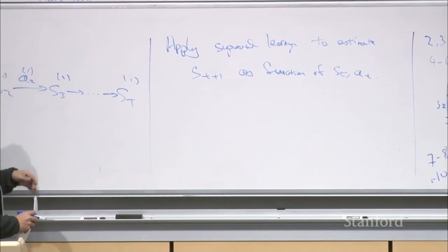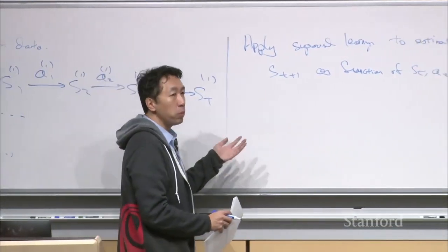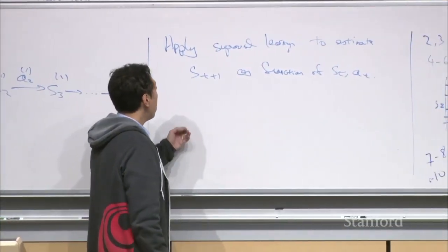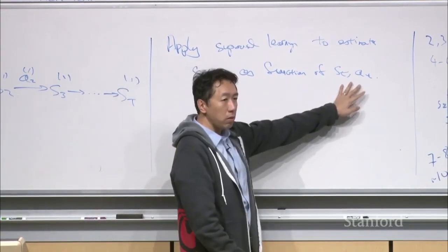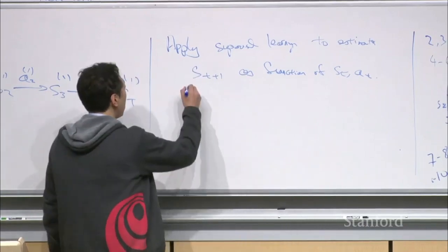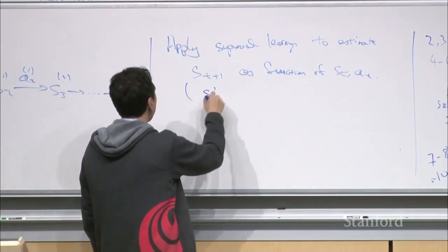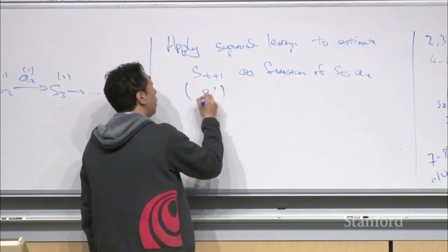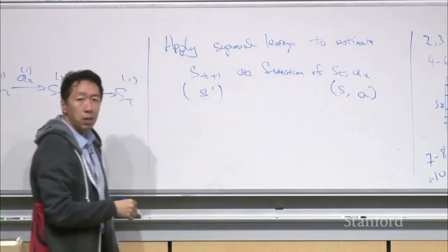Given all this data, you can apply a supervised learning algorithm to predict the next state S prime as a function of the current state and action, right? And the other notation is, when I drew the box for the simulator above, I was using S prime to denote ST plus 1, and S and A. So that's the mapping between the notations.